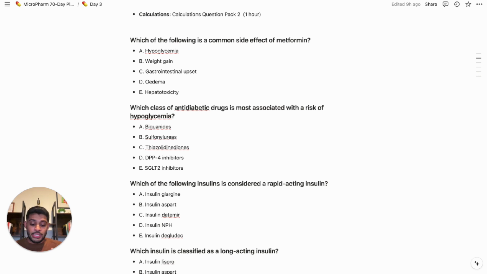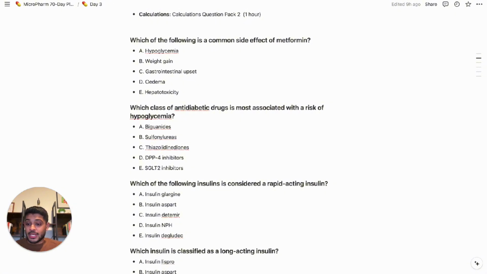Biguanides decrease something, so metformin decreases something called gluconeogenesis, so the formation of new glucose from non-carbohydrate sources. So it decreases that formation of new glucose and improves insulin sensitivity, and it also prevents the production of more glucose via the liver.